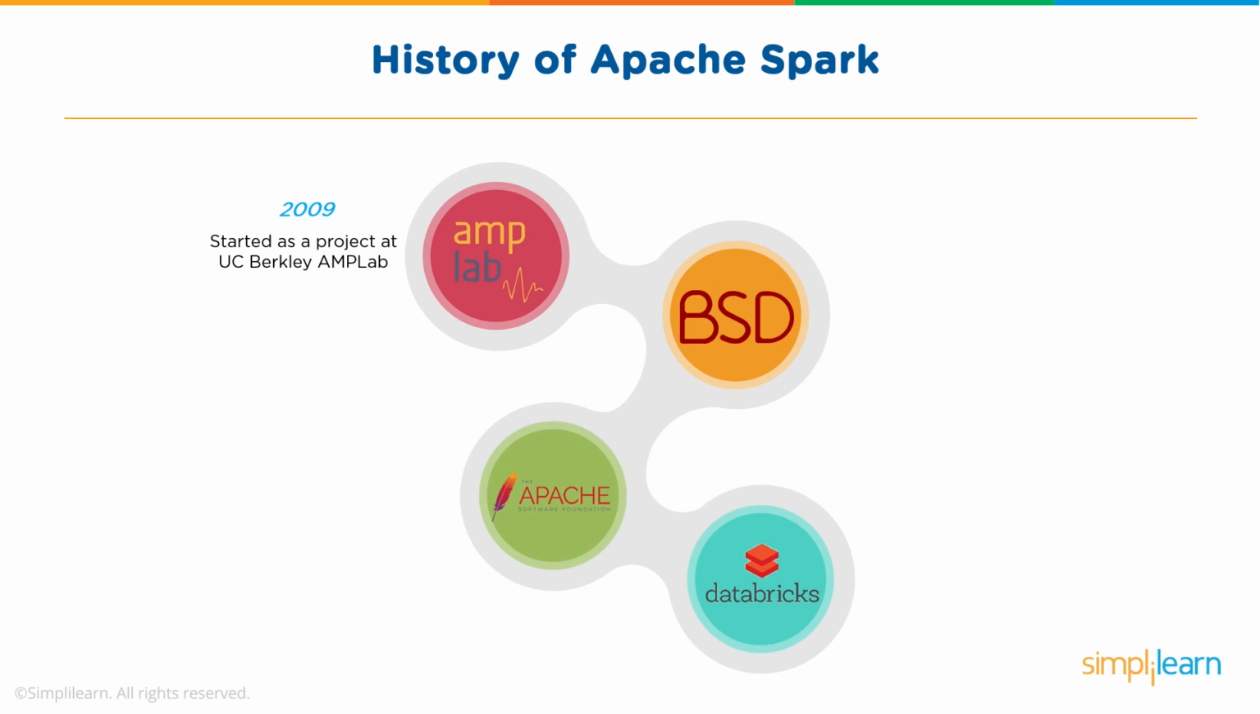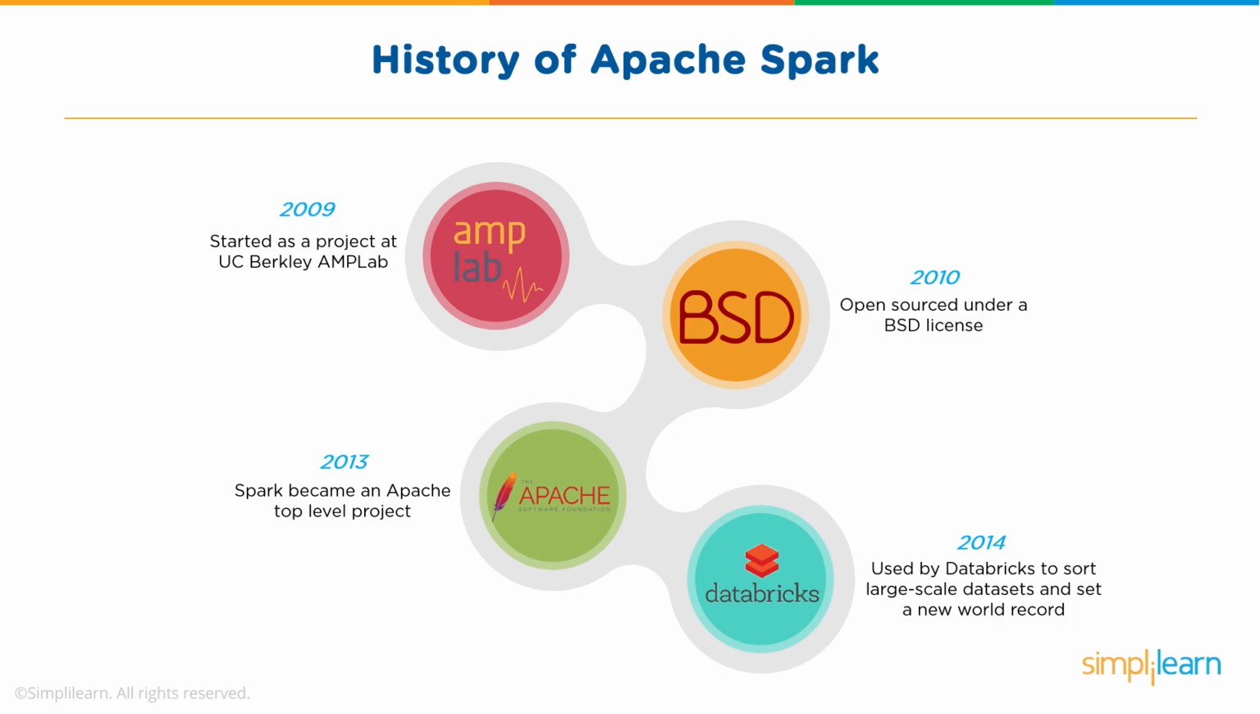It all started in 2009 as a project at UC Berkeley AMP Labs by Matei Zaharia. In 2010, it was open sourced under a BSD license. In 2013, Spark became an Apache top-level project, and in 2014, it was used by Databricks to sort large-scale data sets, and it set a new world record. So that's how Apache Spark started. And today it is one of the most in-demand processing frameworks, or I would say in-memory computing frameworks, which is used across the big data industry.